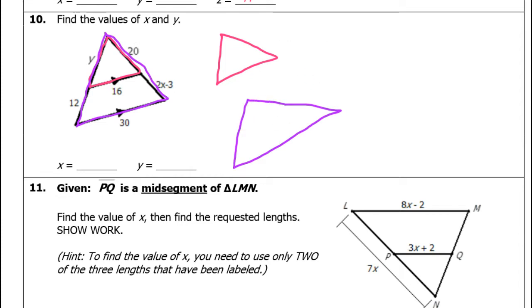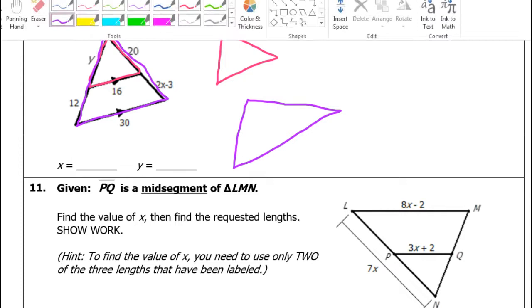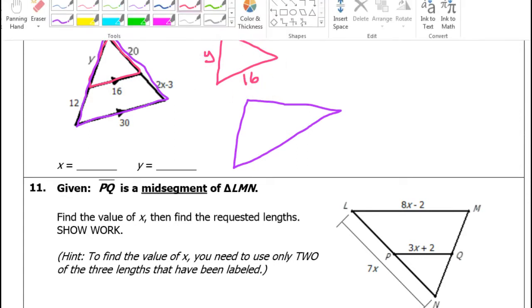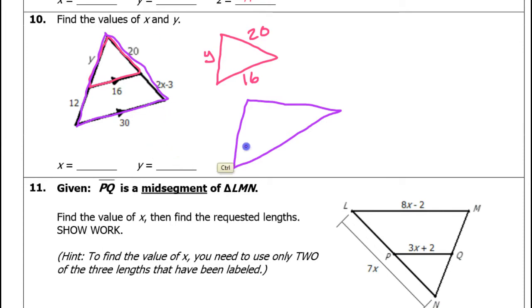Okay, now let's see what we've got. Labeling the small triangle, the side on the left is y, and this is 20, and this is 16. So that's great, I've got everything. Now the large triangle is trickier.